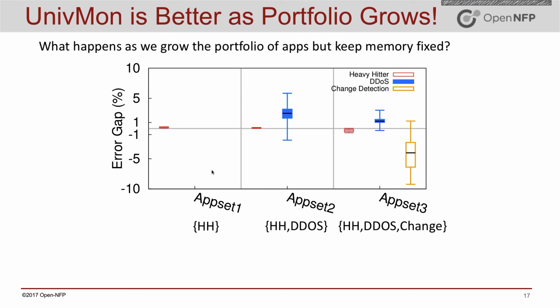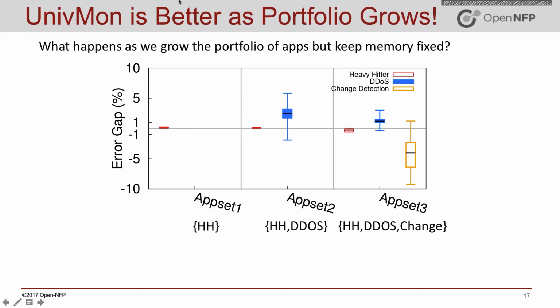So we start with a simple app set of size 1, where we're only running heavy hitter, then we add the DDoS, and then we add the change detection. And the interesting thing is that you'll see the error gap switch over from the positive side to the negative side. So it's a gap between universal monitoring minus the OpenSketch error. And you'll see that it starts off being positive. The universal sketch is actually worse on each application basis.